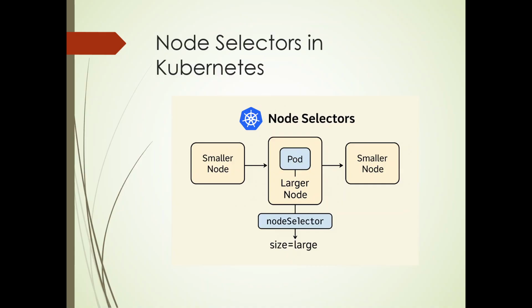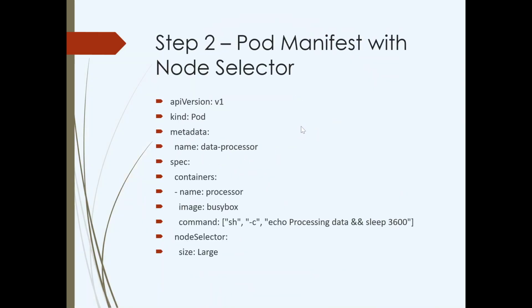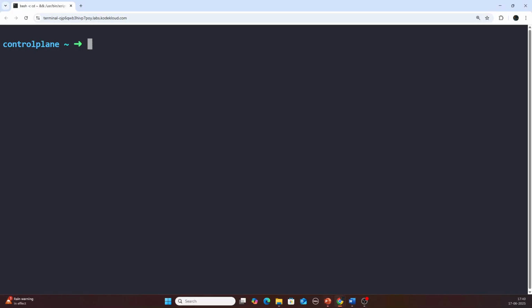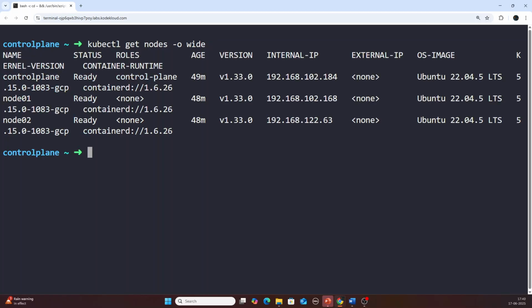So let's begin the practical implementation. We'll go to our control plane node and give the command kubectl get nodes -o wide. Here you can see we have three nodes: one control plane and two worker nodes, node 1 and node 2.